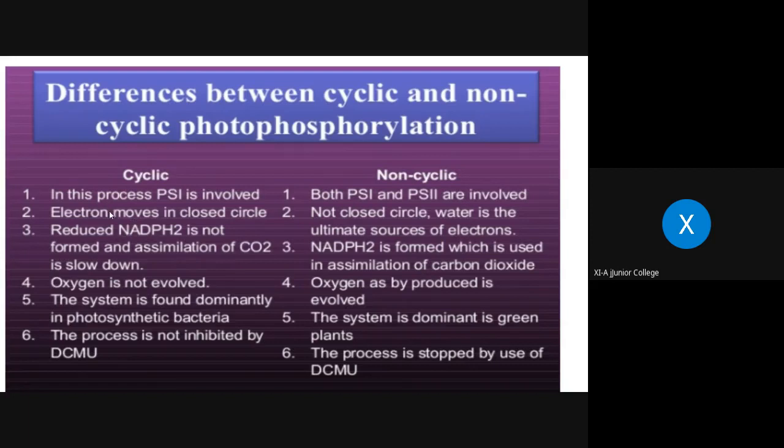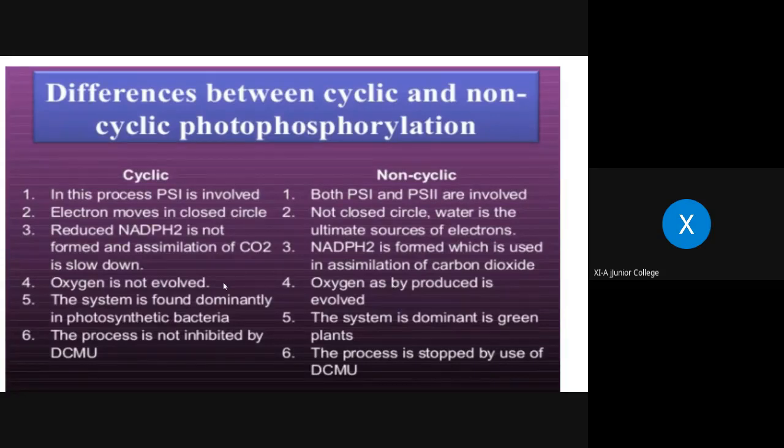Have you observed any NADPH2 formed during cyclic? No. But here you have observed that whatever hydrogen ions are there, they are accepted by NADP to form NADPH2. So this is evolved, and there is assimilation of carbon dioxide. Then during that process, oxygen is not evolved in the cyclic way, whereas oxygen is produced during the non-cyclic way, because splitting of water takes place.